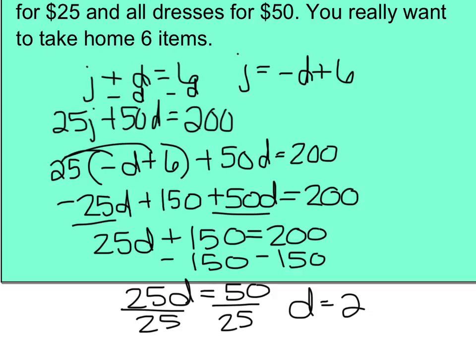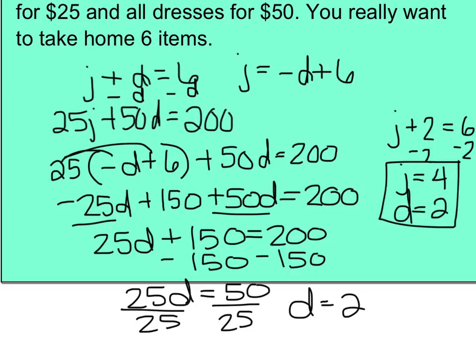Well, if I bought 2 dresses and j plus d equals 6, that means I bought 4 pairs of jeans. Now, yes, I know you could have guessed and checked to find your answer, especially since it just was adding up to 6, but the goal here is to also write equations because that is just as important.